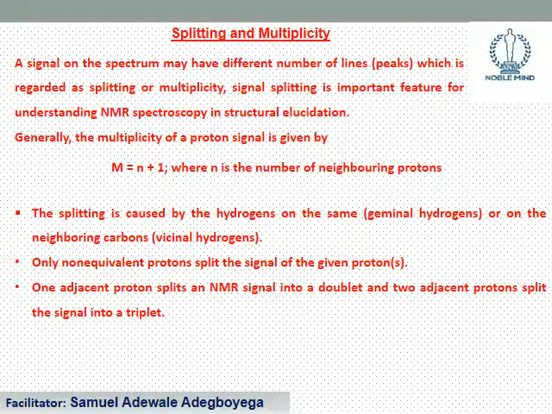Signal could be split into doublet, triplet, quartet, and so on and so forth. You could have multiplet.